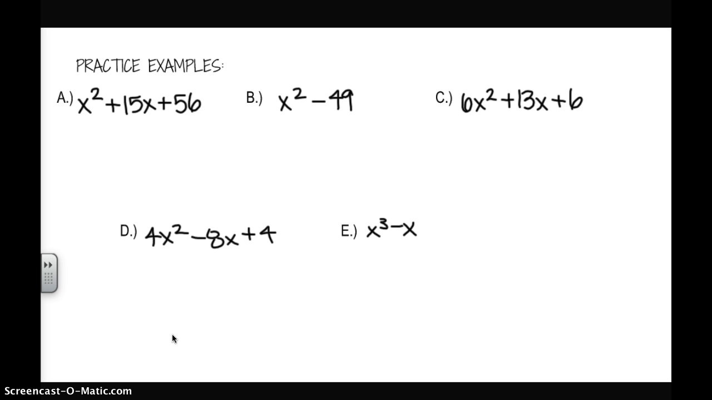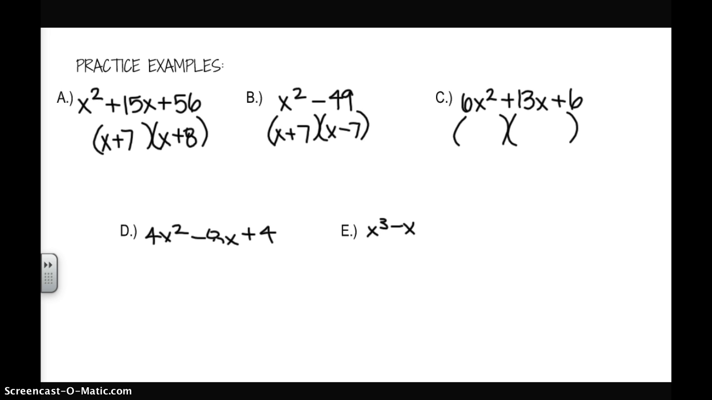Okay? So right here we're going to look at a couple examples. I want you to try them. Just give me your best effort with what you know right now and see what you can come up with. And in a second here we're going to check them. Really quickly check your first two.